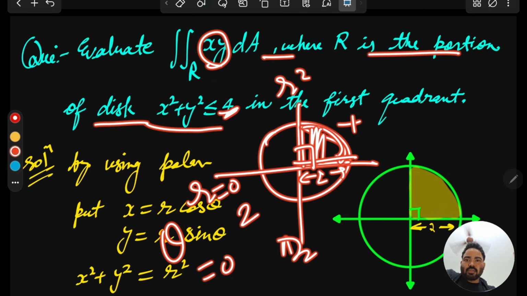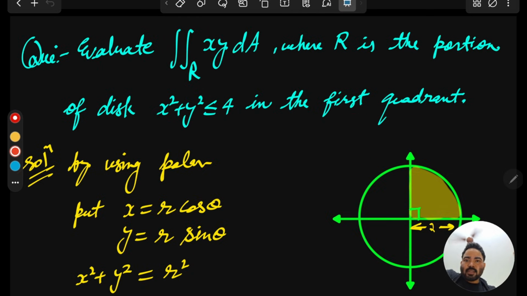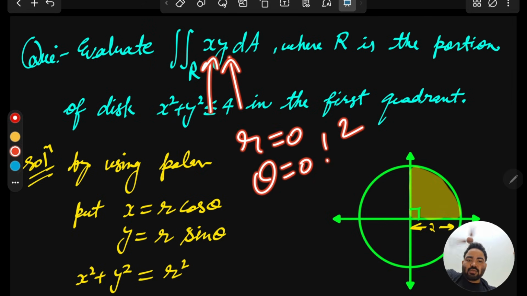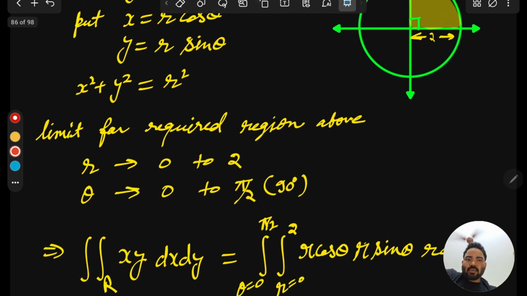So the r limit and theta limit you already know. Just put the values here, and done. x equals r cos theta, y equals r sin theta. The r limit is 0 to 2, the theta limit is 0 to pi by 2 in the first quadrant, and done. So this is the way you can solve it in this circle.